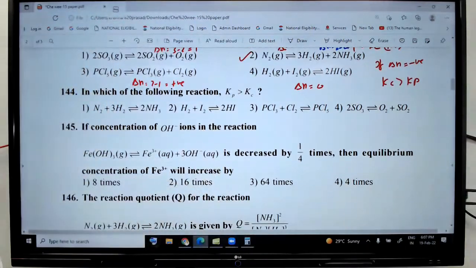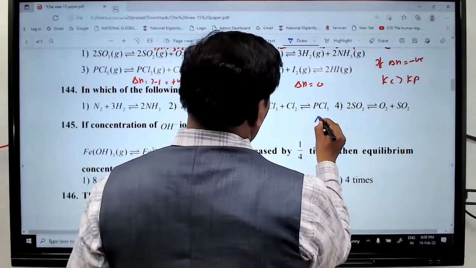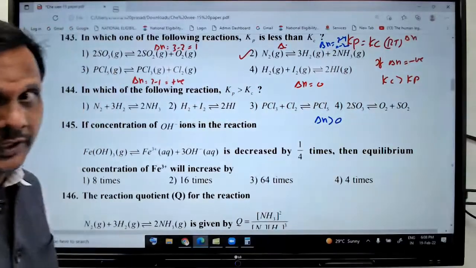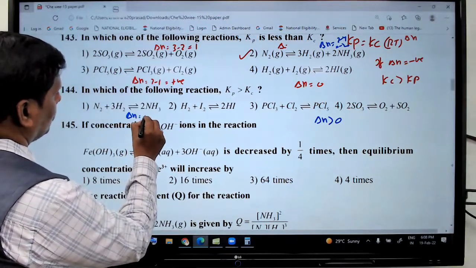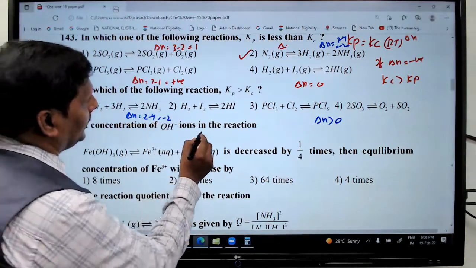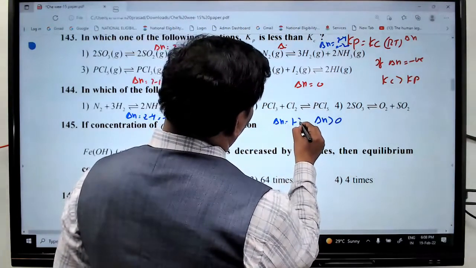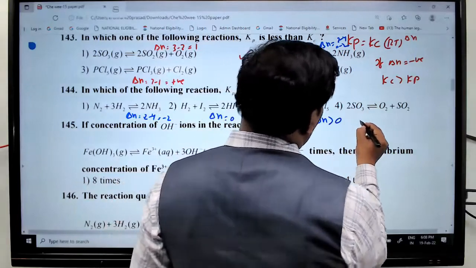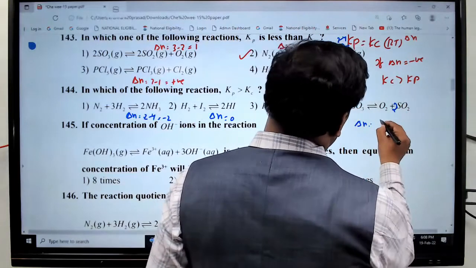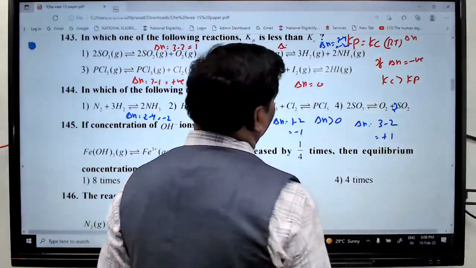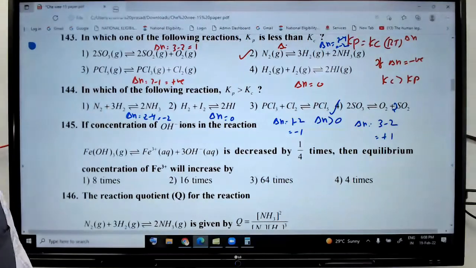Which of the following reactions has Kp greater than Kc? That means delta n should be positive. In which of the following reactions is delta n positive? Here delta n is equal to 2 minus 4, which is -2. Here delta n is equal to 0. Here delta n is equal to 1 minus 2, negative. Here also, 3 minus 2, which is positive. So the fourth option is correct, that is 2SO3 gives rise to 2SO2 plus O2.